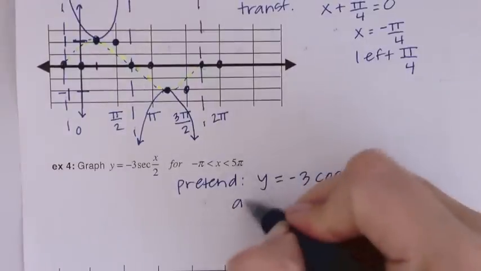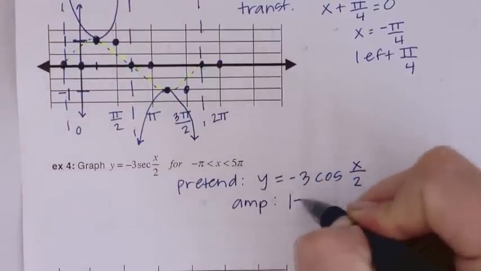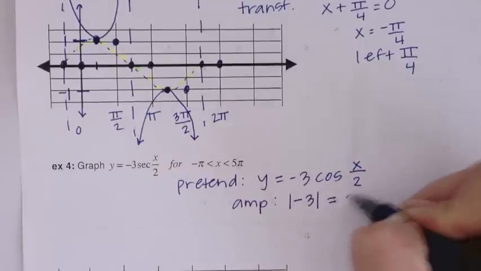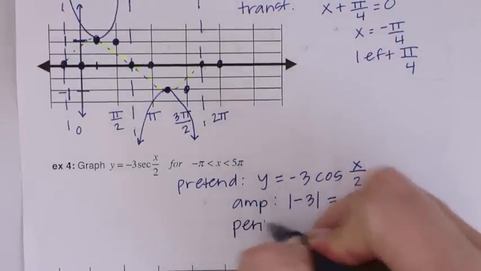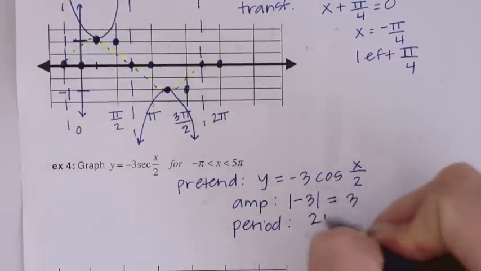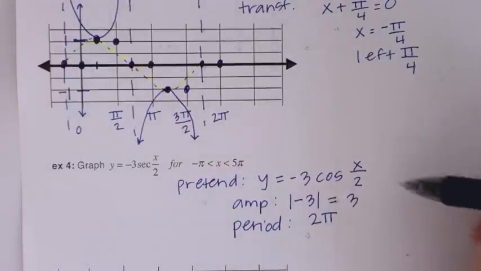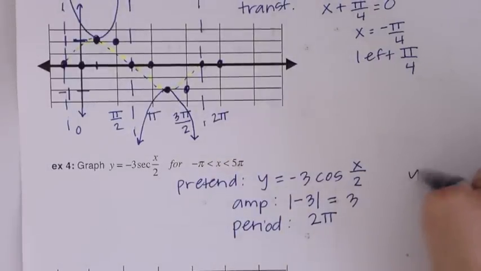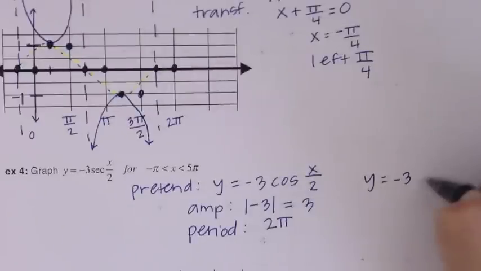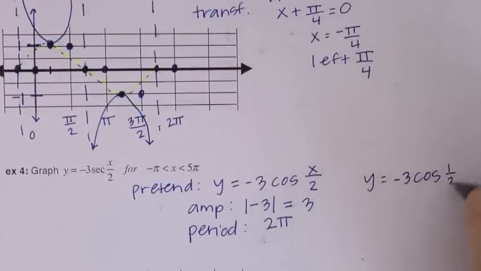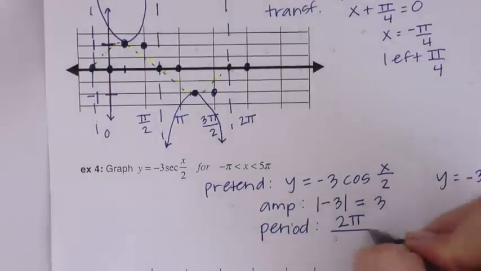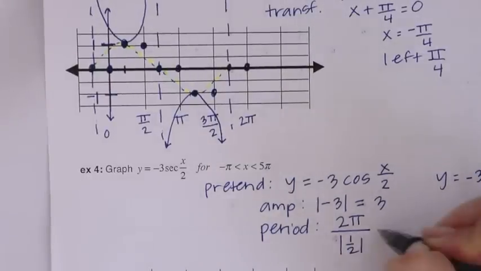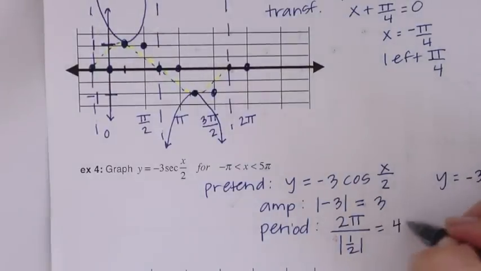So we're going to do our amplitude, which is the absolute value of -3. So the amplitude is 3. We're going to do our period. This is the one students have a hard time with. Remember, dividing by 2 is the same thing as multiplying by 1/2. So another way to write this is 1/2 x. So that means that the number before x is 1/2. And then I would have to flip that, so that's going to be 4 pi.